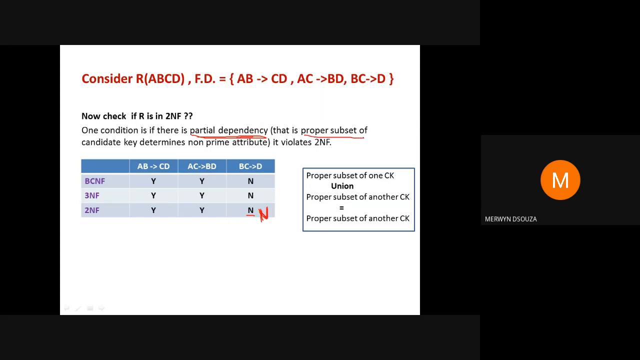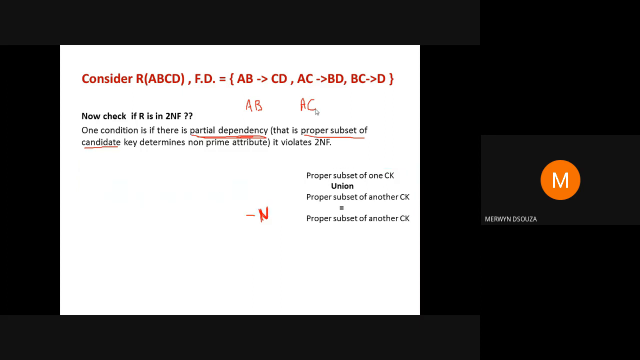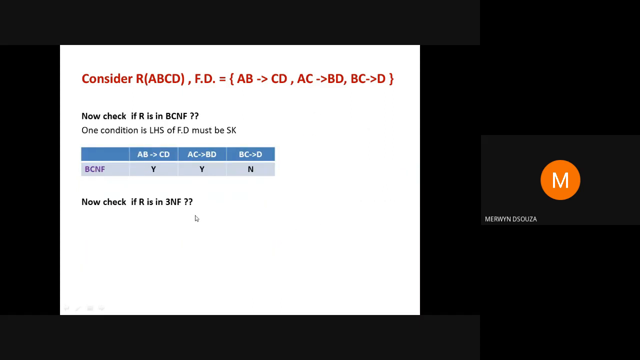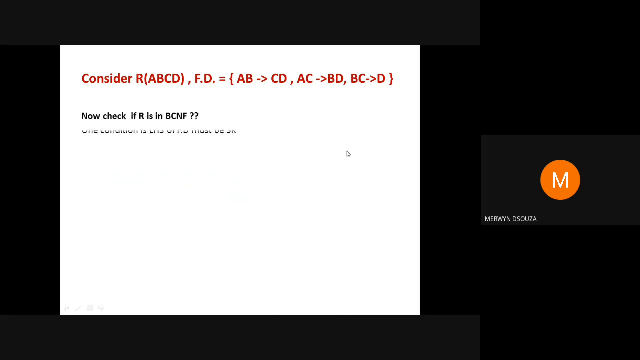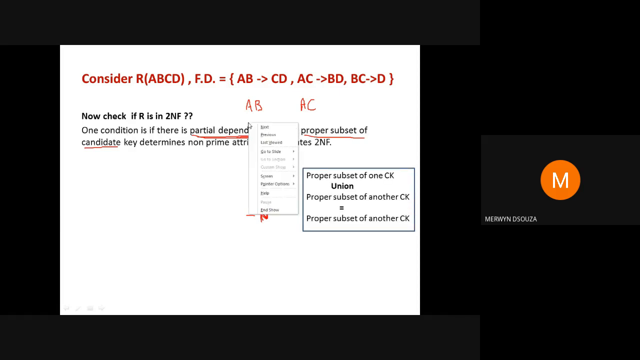Find out the proper subsets of the candidate keys. We have just two candidate keys here, AB and AC. We have already found out those candidate keys. Find out the proper subsets of these candidate keys. You will get here A, B. Here you will get A and C, obviously. Those are the proper subsets.